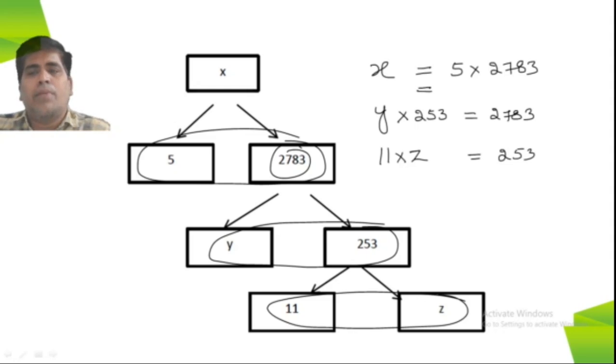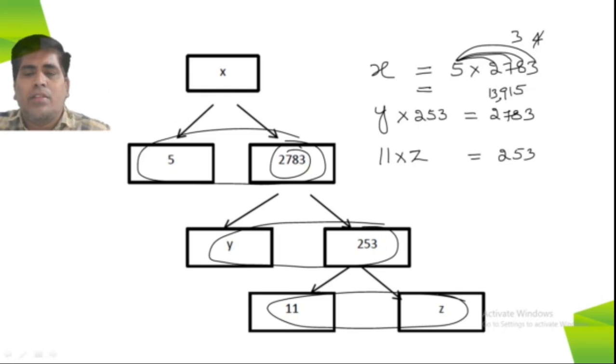X is equal to, multiply with 5. So 3 5s are 15, 1 left out. 5 8s are 40. 40 plus 1, 41. So I can write it as 41 like this. Next, 5 7s are 35. 35 plus 4, 39. So 3 9. 5 2s are 10. 10 plus 3, 13. So what I got, the value of x is 13,915. So this is the value of x.